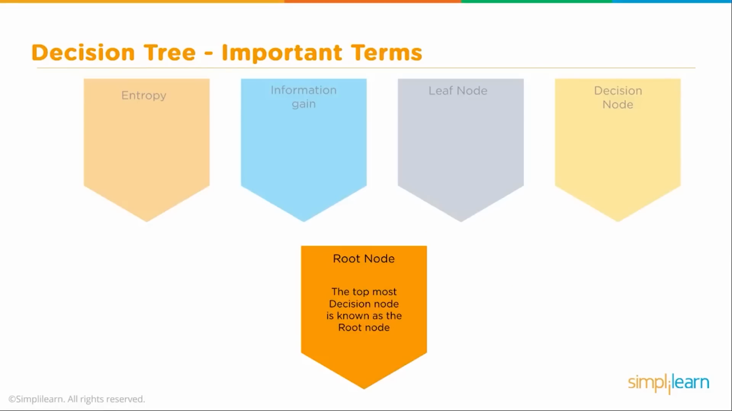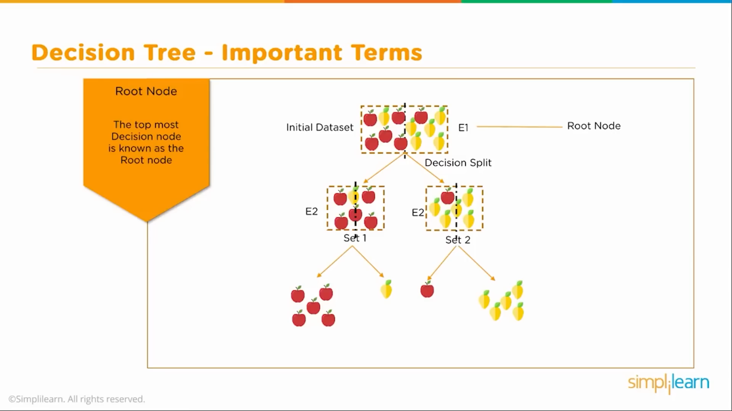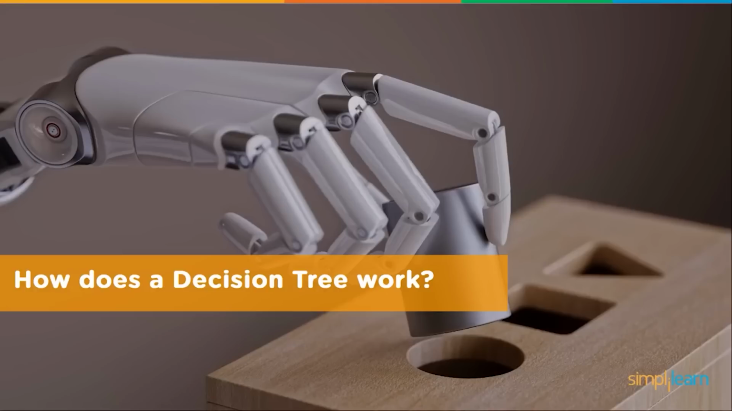The root node, the topmost decision node, is known as the root node. And this is where you have all of your data and you have your first decision it has to make, or the first split in information. So far we've looked at a very general image with the fruit being split. Let's look and see exactly what that means to split the data and how we make those decisions. Let's go in there and find out, how does a decision tree work?